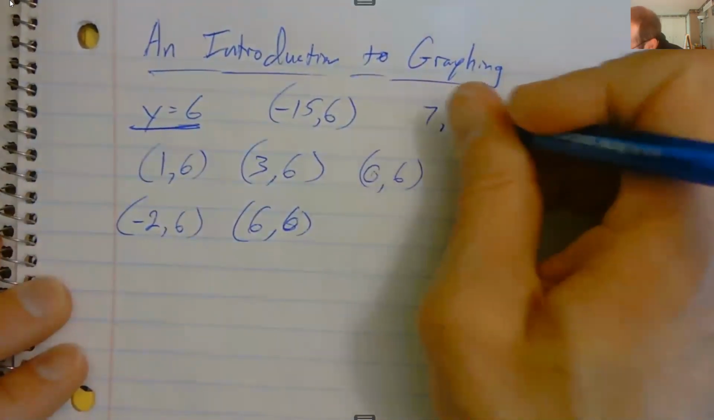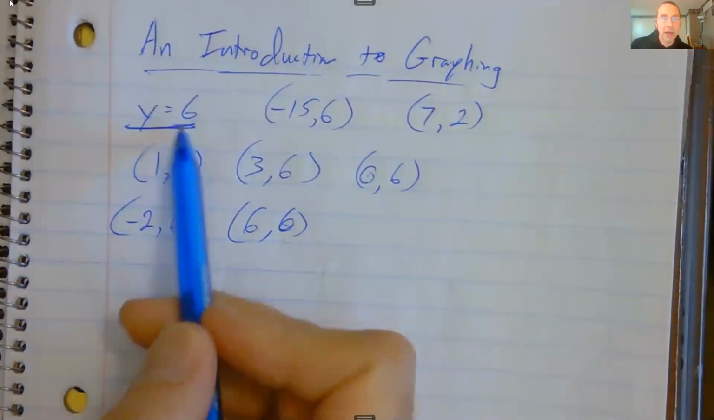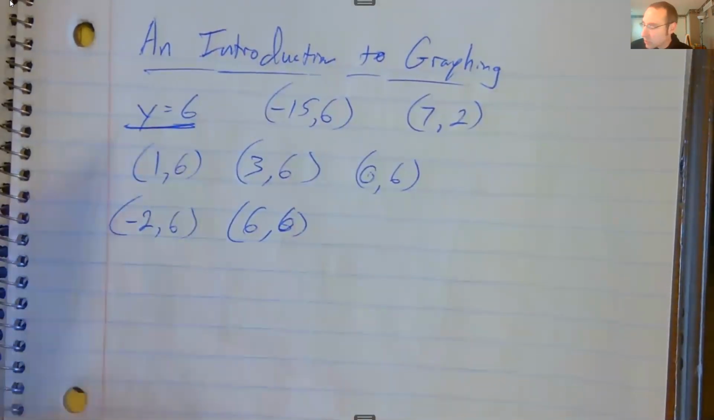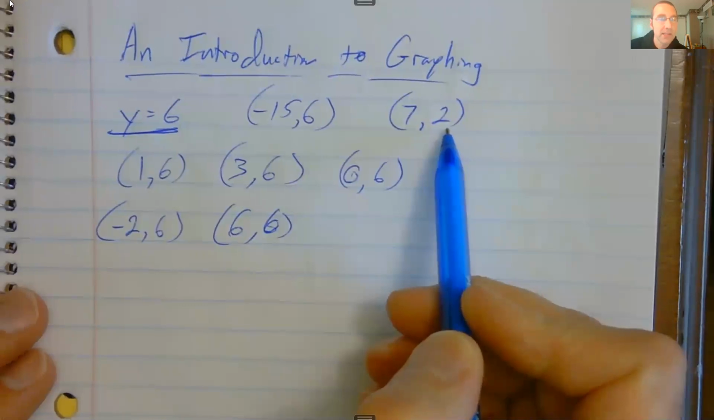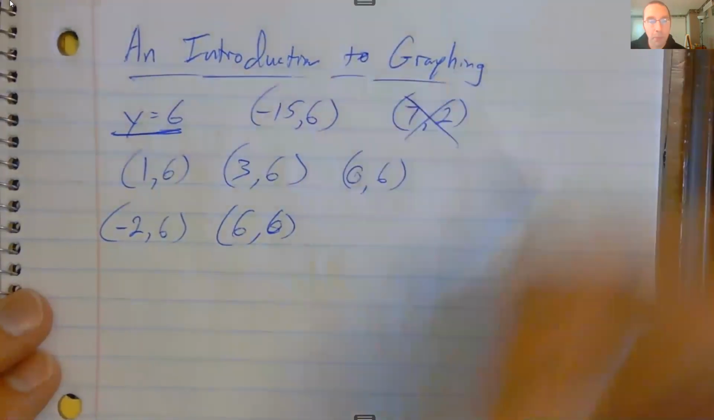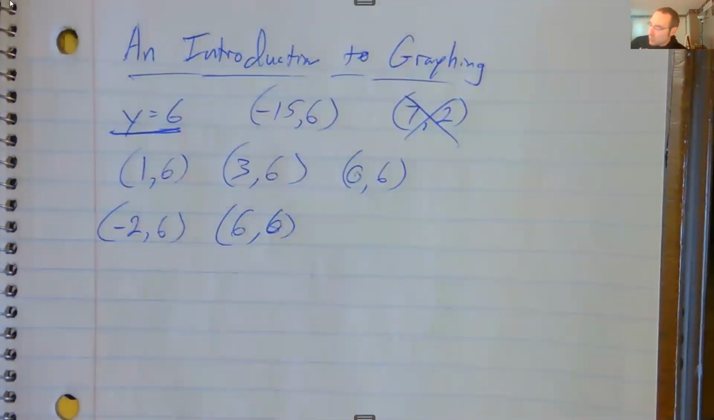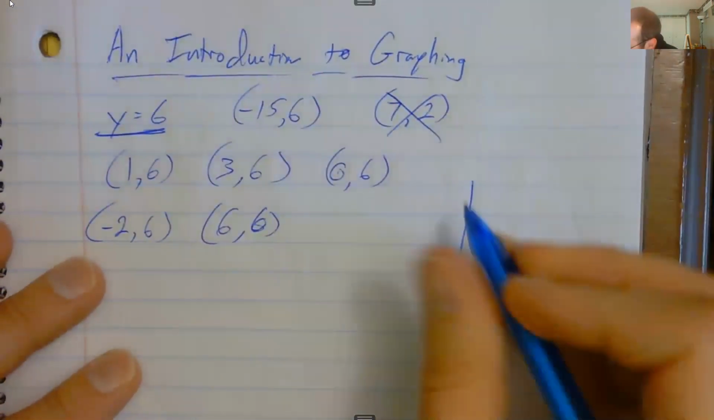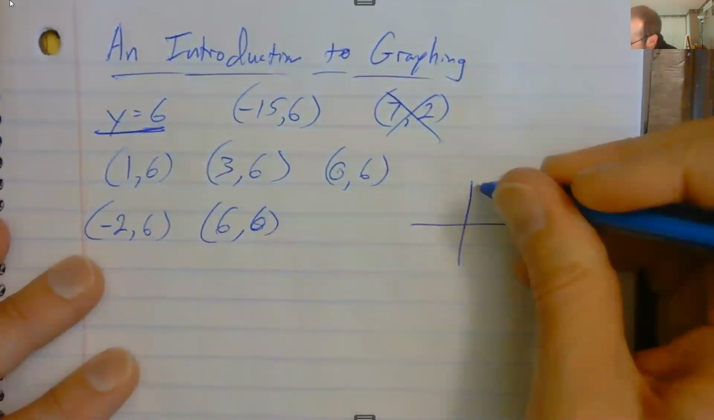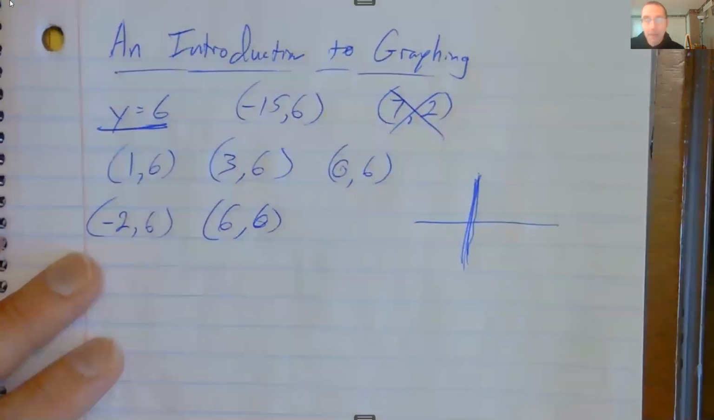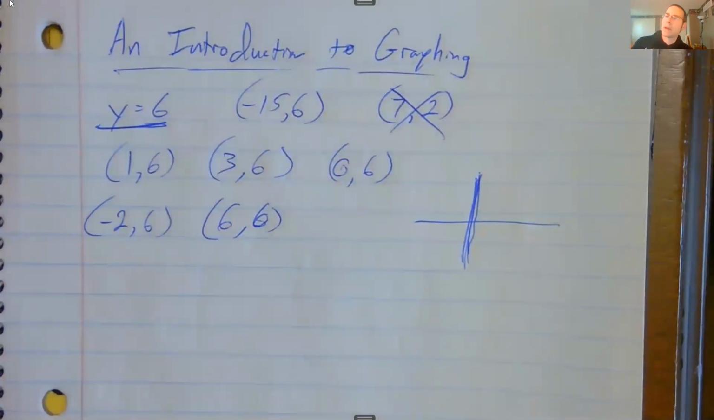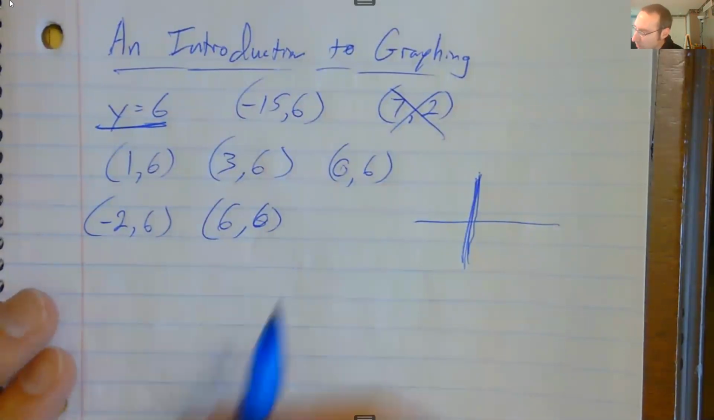7 comma 2 does not make that true. It is not a solution to this equation because its y value is not 6. So I don't include that point. And so what we do is we typically just graph in the xy coordinate plane here. And I'm just going to start plotting all of these points. I'm not going to do a great job, I don't have graph paper here, but I'm just going to start plotting these points.